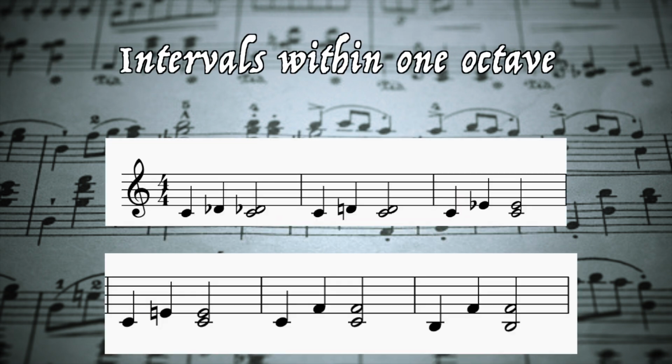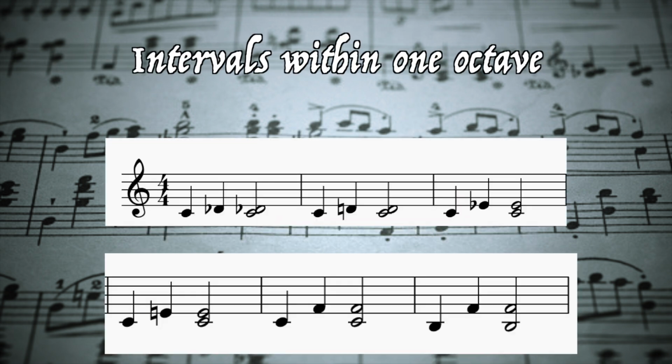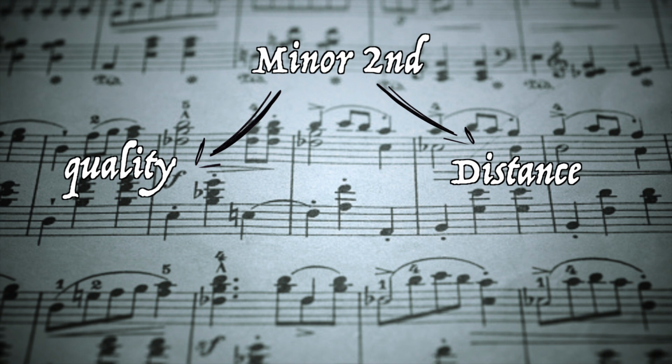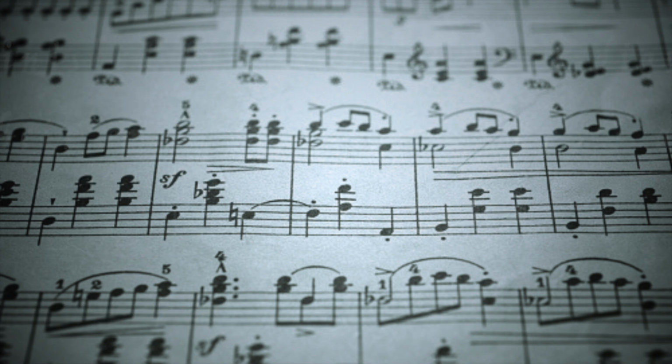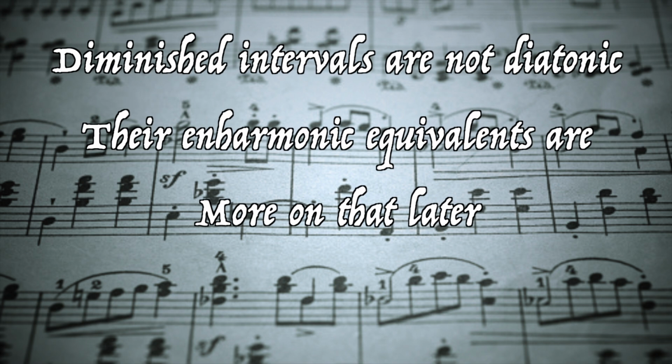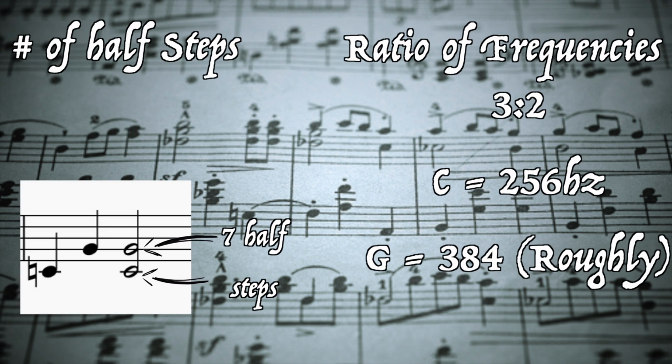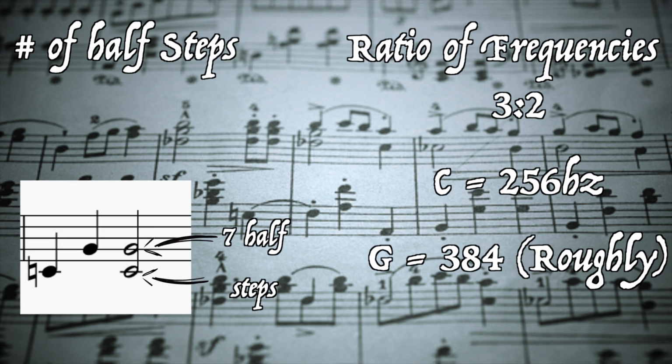Let's first take a look at the diatonic intervals within one octave. All intervals are made up of two things: a number and a quality. Within one octave, the numbers will range from 1 to 8, and their qualities can be perfect, major, minor, and augmented. Diminished intervals do not exist within the diatonic interval set, but we'll get to that later. Intervals can be measured in two ways: the number of half steps between the two pitches, and the relationship between the frequency of the two pitches.